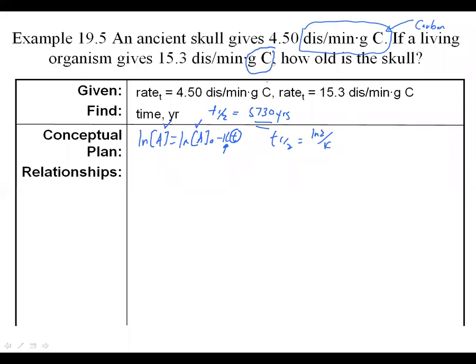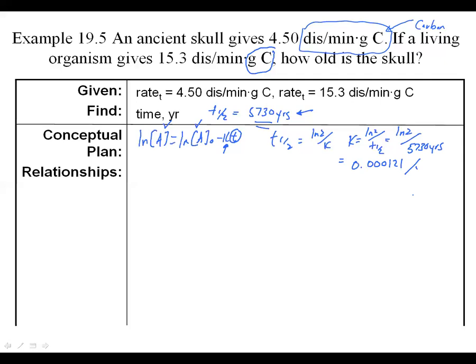But again, it is per gram of carbon. So that's why we know we should use this as our half-life here, 5730. Same deal, we're going to solve for k, which would be the natural log of 2 divided by the half-life. That's the natural log of 2 divided by 5730 years, and that will give us a decay constant of 0.000121.